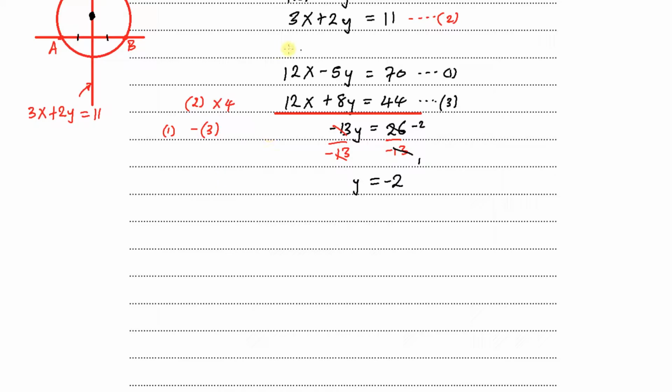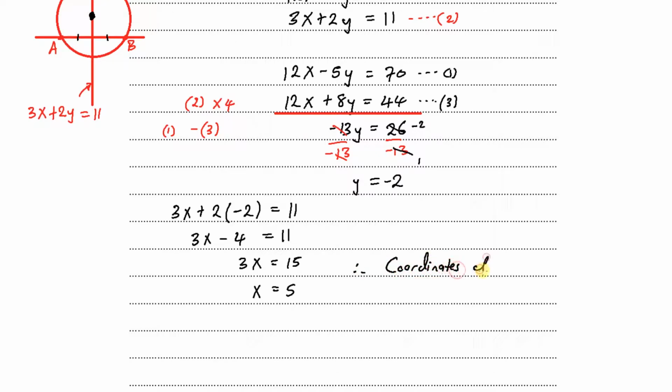Now I can take any one of the equations. Let's take the second equation. That's 3x plus 2y, but in place of y, I'm now putting minus 2. So that's equal to 11. So that's 3x minus 4 is equal to 11. So 3x is equal to 15 if I add 4 to both sides. And dividing both sides by 3, I get x coming out as 5. So therefore, the coordinates of center are coming out to be x coordinate, that's 5, and y coordinate, that's minus 2.